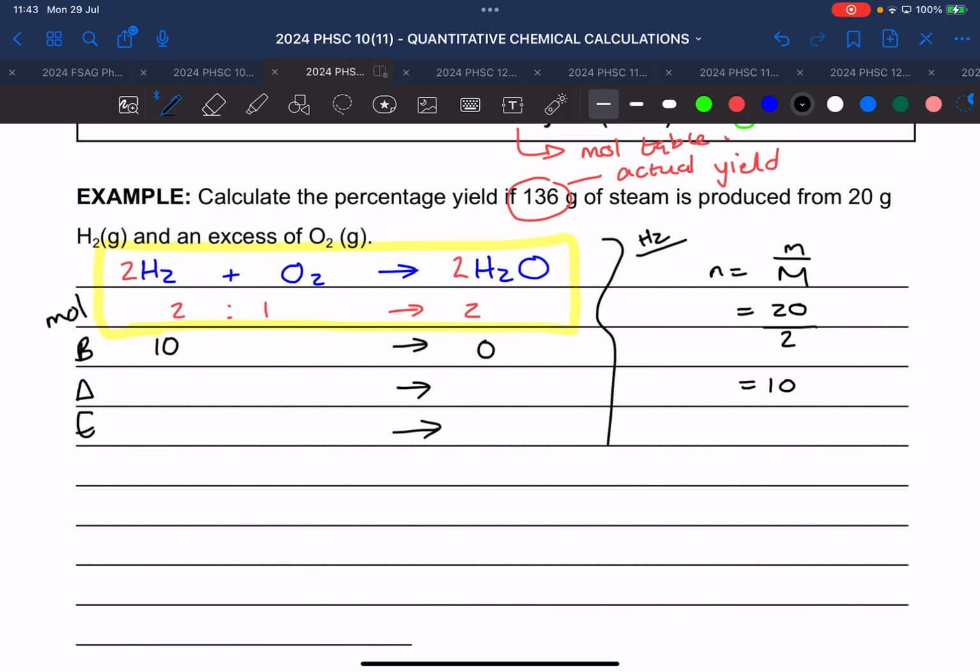Now, they say you have excess oxygen, meaning more than enough. They don't ask a question regarding oxygen, so I'm not going to waste my time in filling in oxygen.